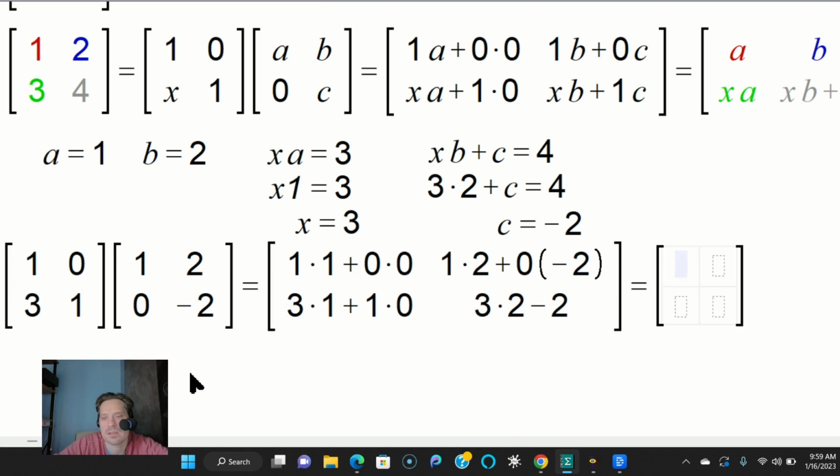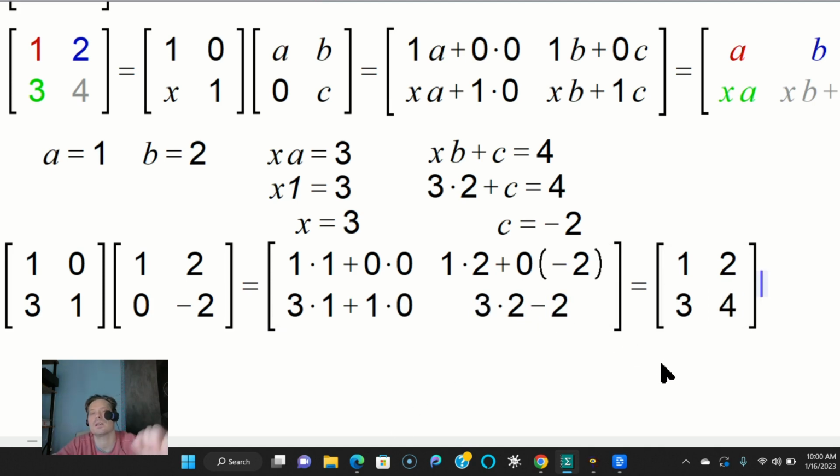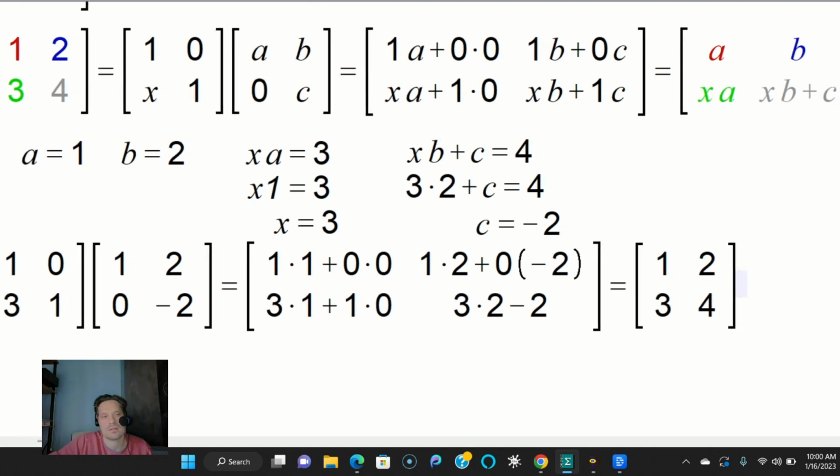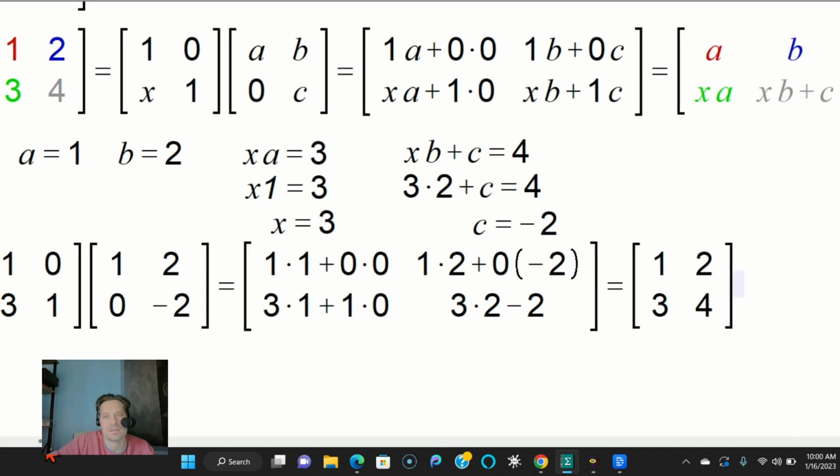1 times 1 plus 0 times 0 is 1. 1 times 2 here plus 0 times negative 2 is 2. Then you're going to do 3 times 1 plus 1 times 0, that's 3. Then you're going to do 3 times 2, which is 6. 6 minus 2 is 4. And this gives back the original matrix. You see how it's worked out? Because we found it that way. I kind of rigged it that way, really, to have the specific effect.